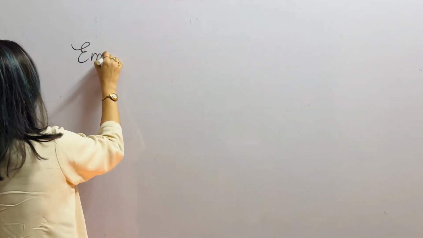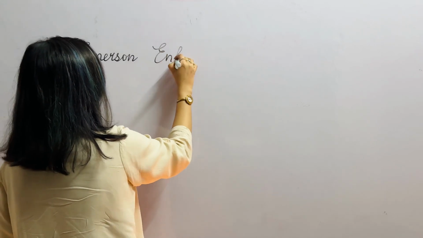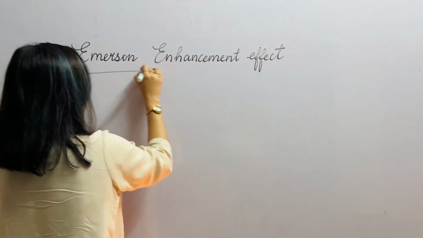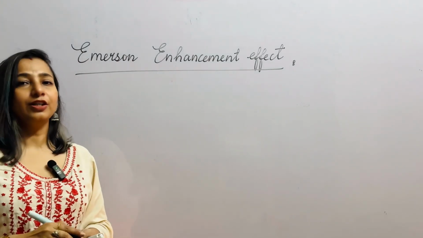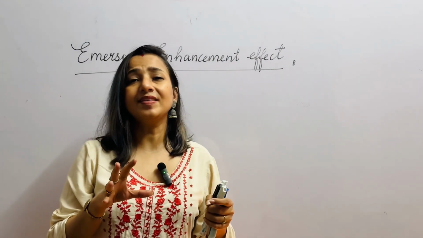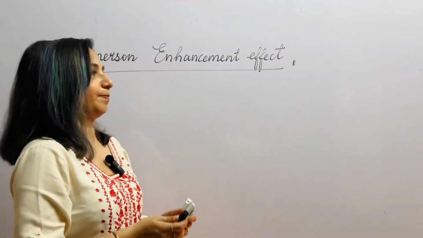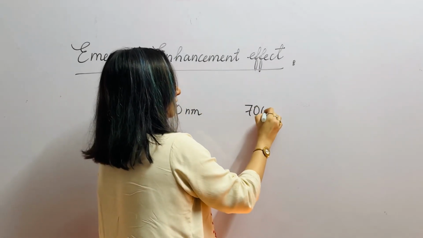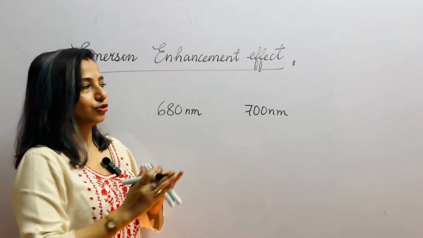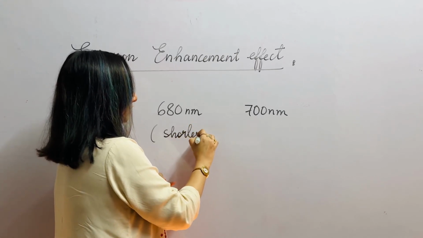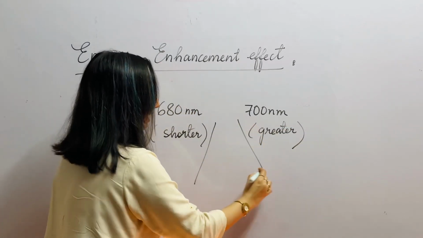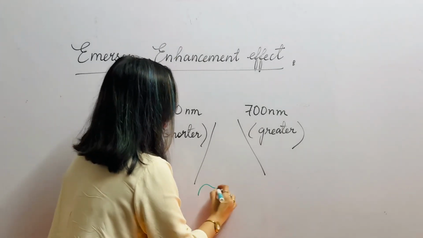And he found an interesting phenomenon which we now call the Emerson enhancement effect. So what is the meaning of enhance? Enhance means to increase. Clear? This time what did he do? He simultaneously used shorter wavelength of light. He took 680 nanometer of wavelength of light. He also took 700 nanometer of light. Simultaneously, shorter wavelength and greater wavelength, together. Now both the lights were used to illuminate the green algae.